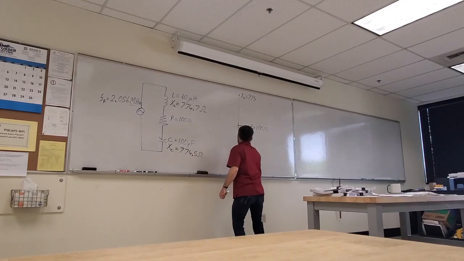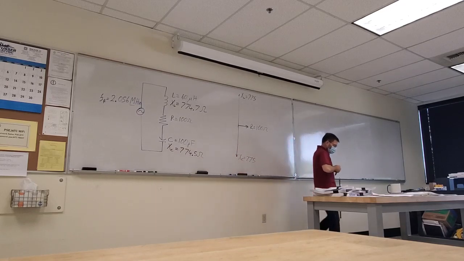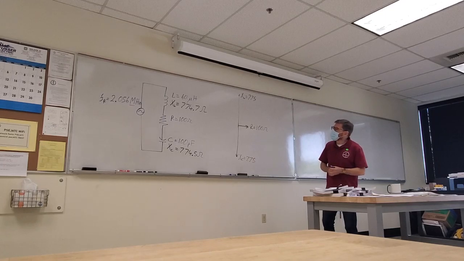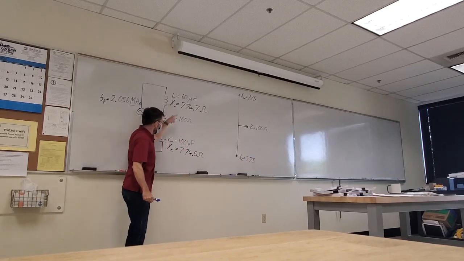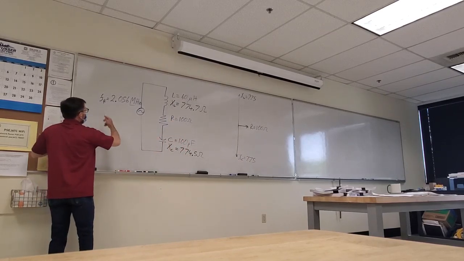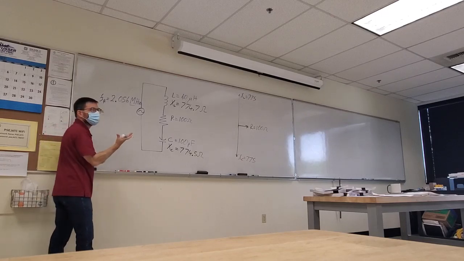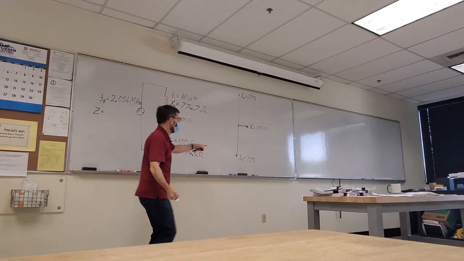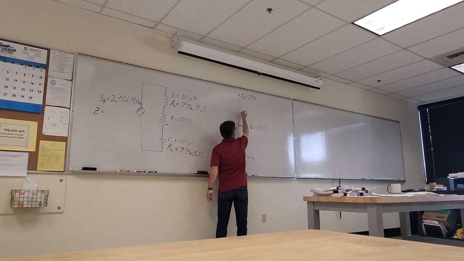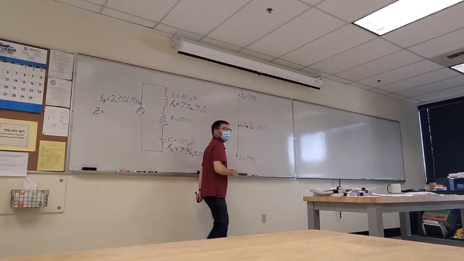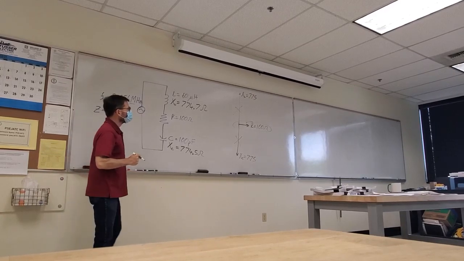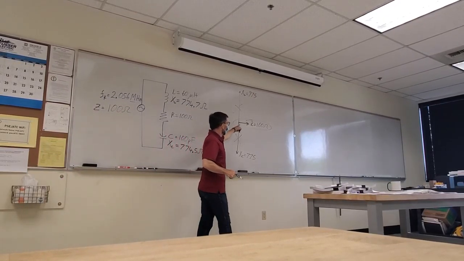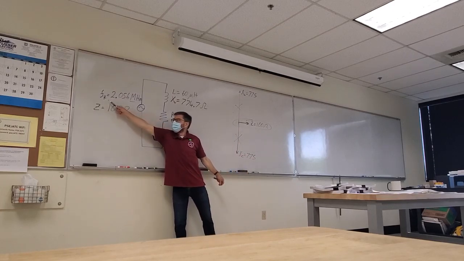I'm just going to write round numbers up here. So what's the total Z of the circuit? Do we need to do any math to figure out the Z of the circuit? We're assuming that equals that, the total ohms of the circuit. Should be 100, right? That's all that's left. Z equals R at resonant frequency.